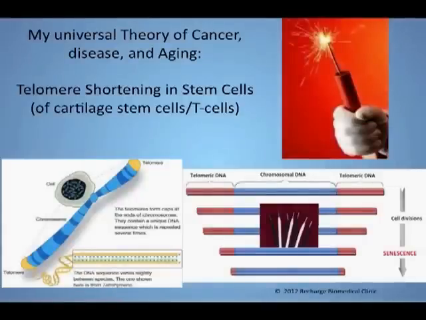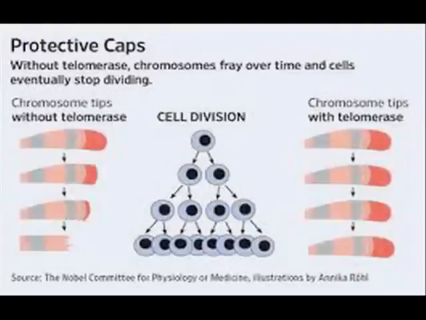So here, on every end of a chromosome is a tip, like an aglet on a shoelace, just this 6 base pair repeating thing. And as we get older, as the cell divides, every 2 daughters from the one mother is shorter. Simple.